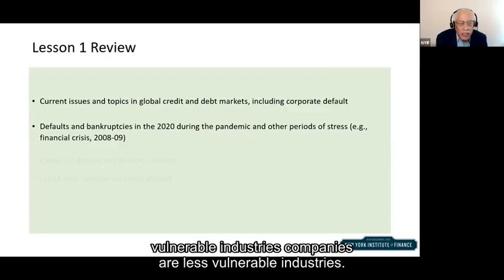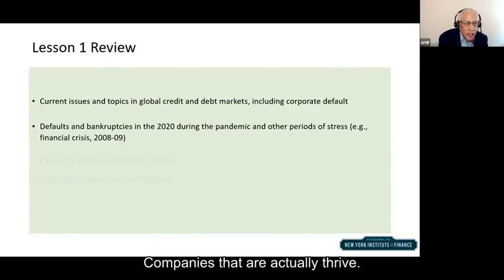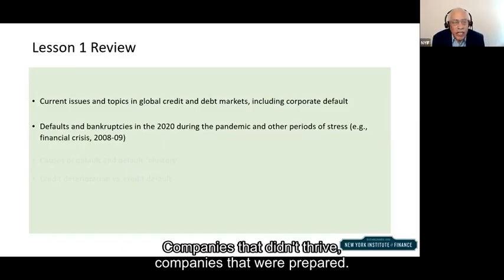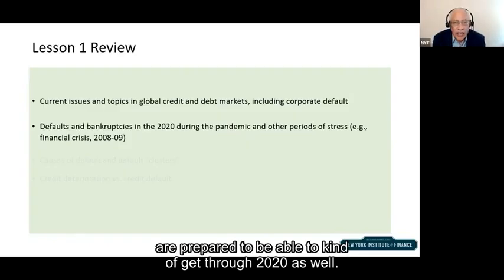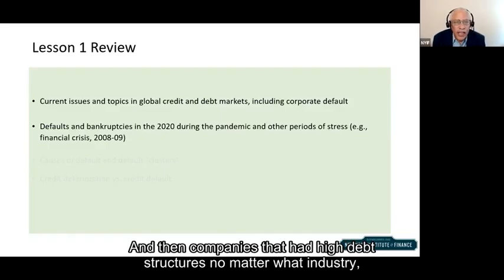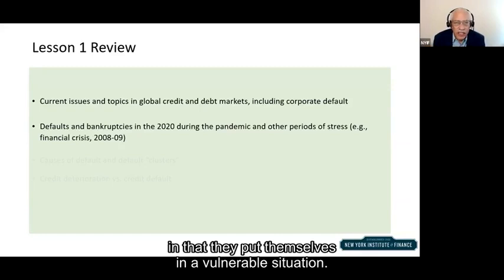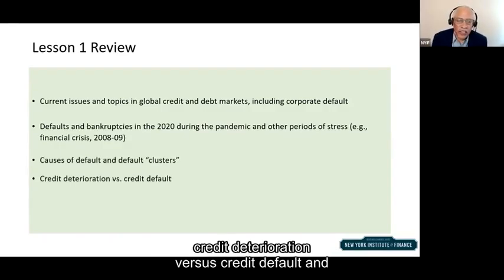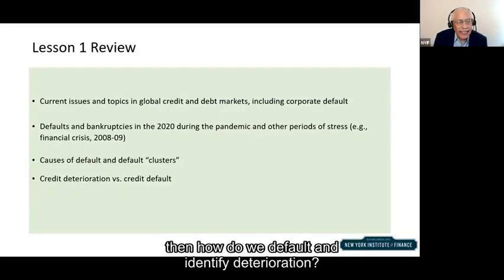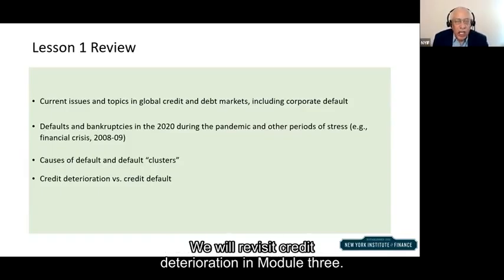Companies in vulnerable industries, companies in less vulnerable industries, companies that actually thrive, companies that didn't thrive, companies that were in vulnerable industries but were prepared to get through 2020 as well. And then companies that had high debt structures, no matter what industry they're in, that may put themselves in a pretty vulnerable situation. And then we also taught the lesson talking about credit deterioration versus credit default, and how we define and identify deterioration. We will revisit credit deterioration in module 3.